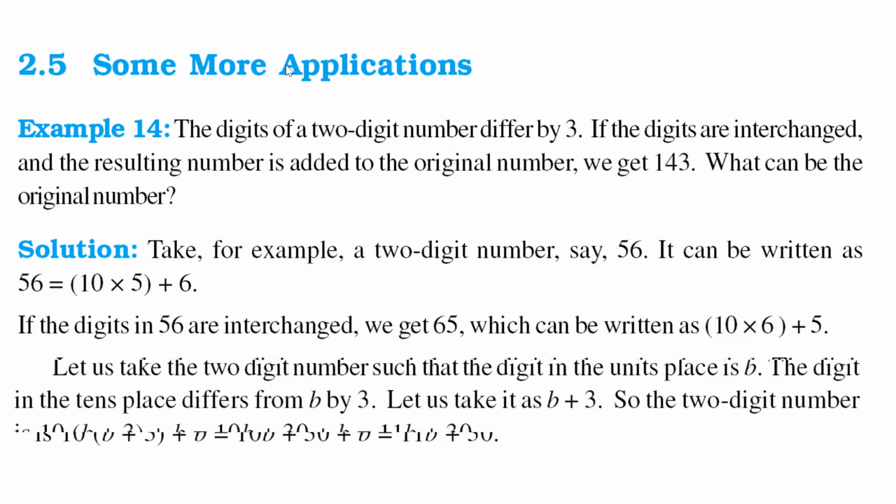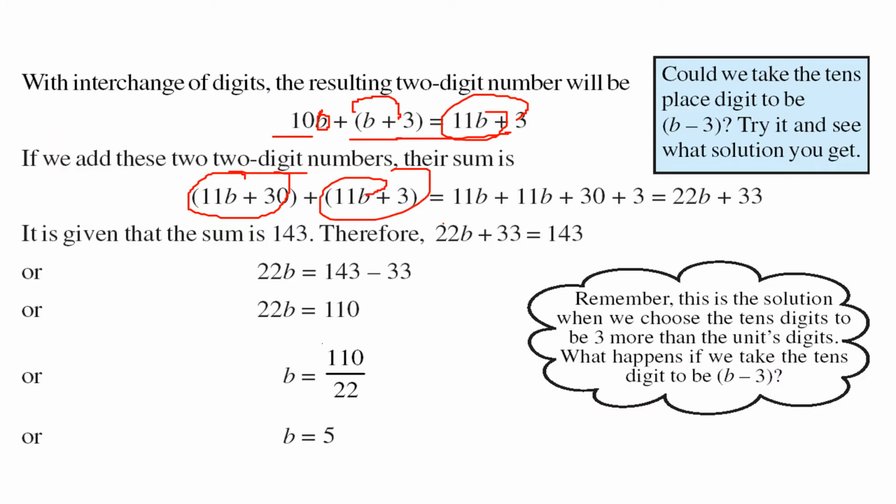This number added with the interchange number. So when we add these two, you get 22b plus 33. And this is nothing but 143. It is given in the question, and you know how to solve it. Take 33 here, divide both sides by 22, you get b equal to 5.